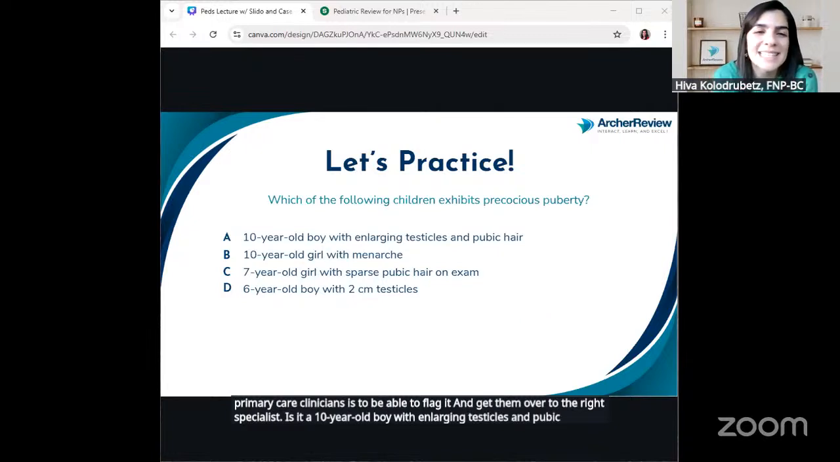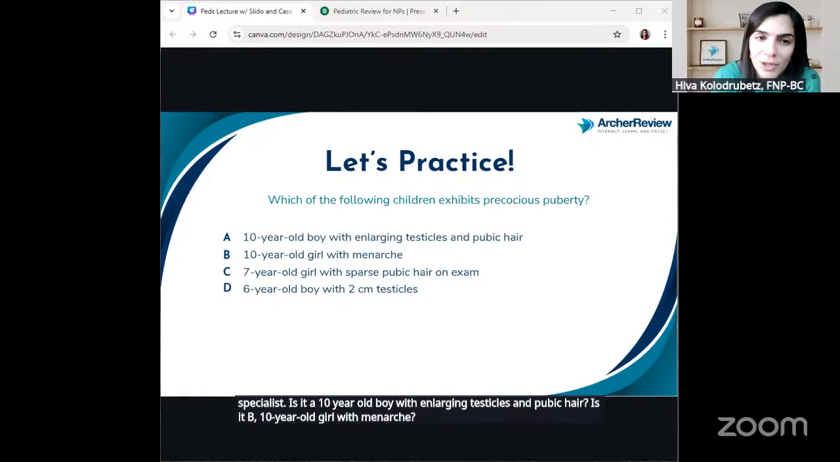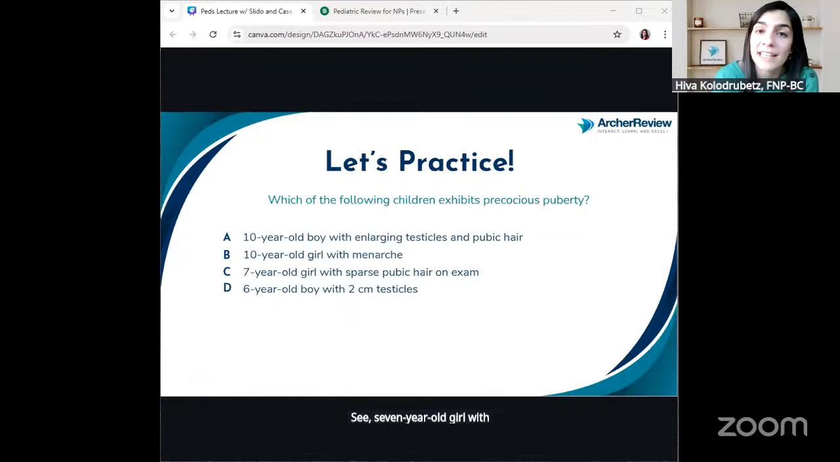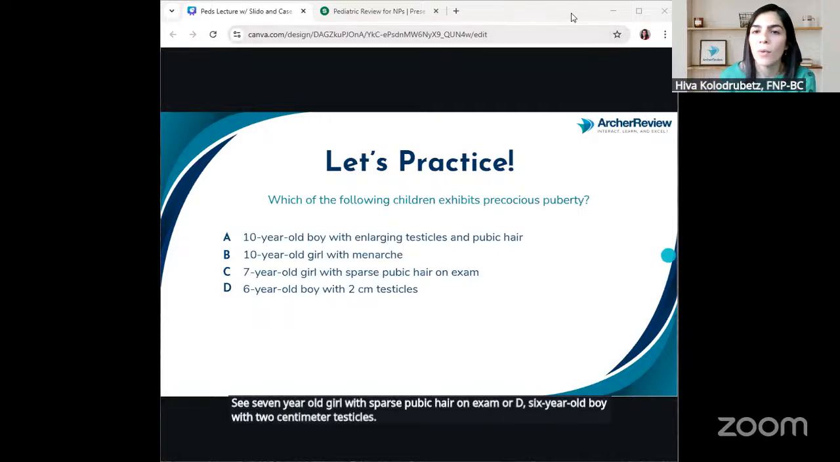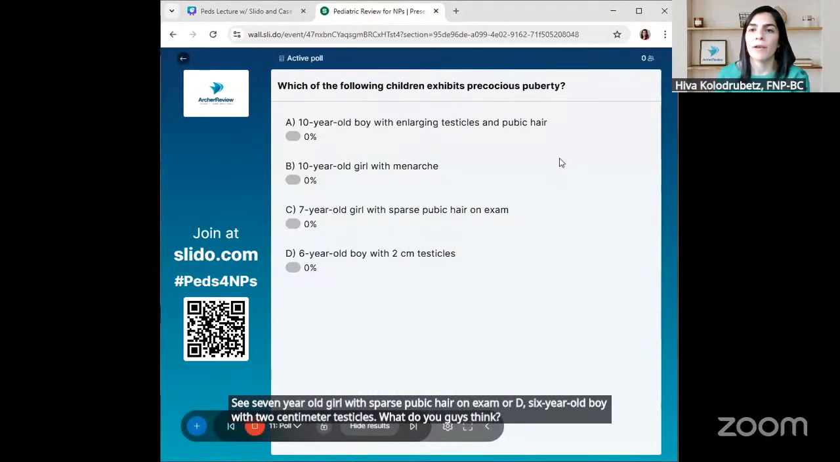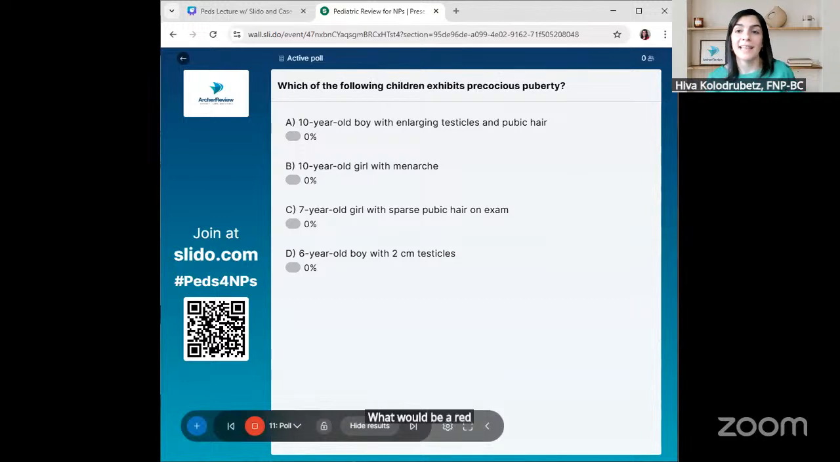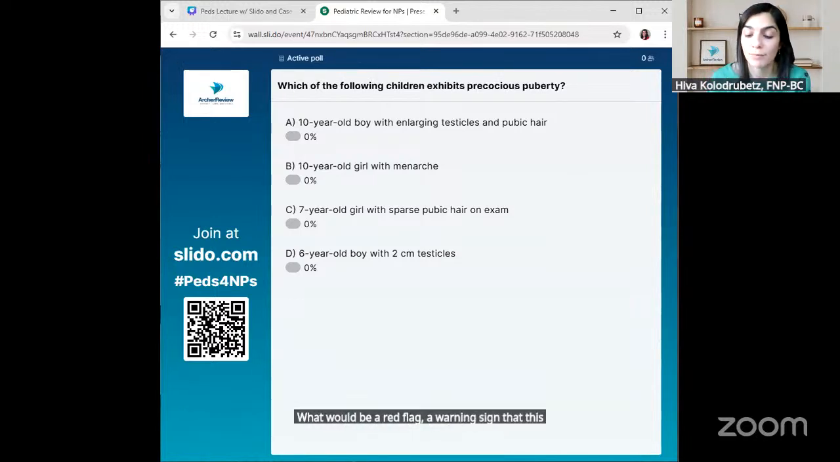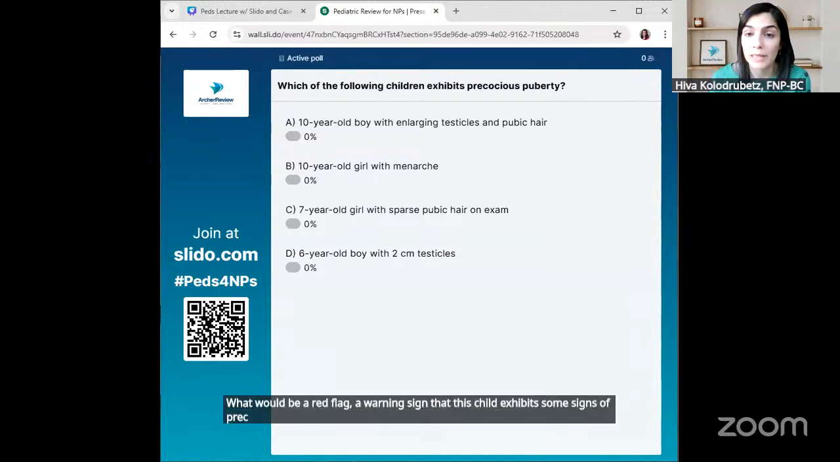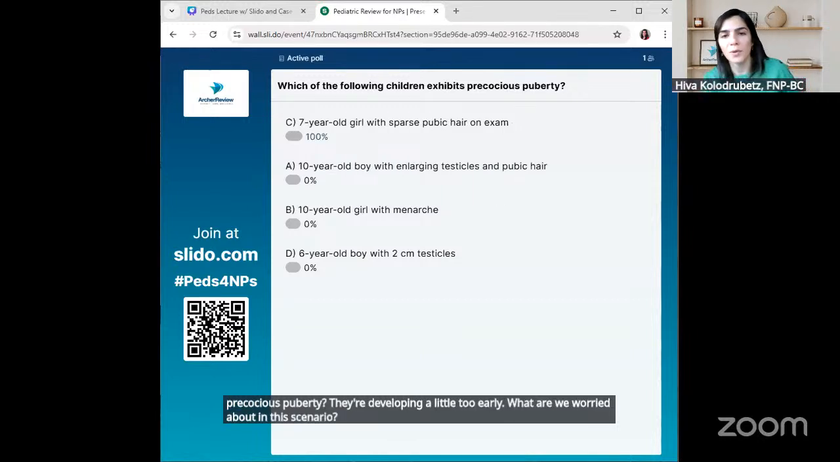Is it B, 10-year-old girl with menarche? C, 7-year-old girl with sparse pubic hair on exam? Or D, 6-year-old boy with 2-centimeter testicles? What do you guys think? What would be a red flag, a warning sign that this child exhibits some signs of precocious puberty? They're developing a little too early. What are we worried about in this scenario? What do you guys think?